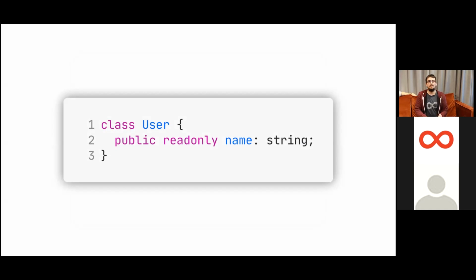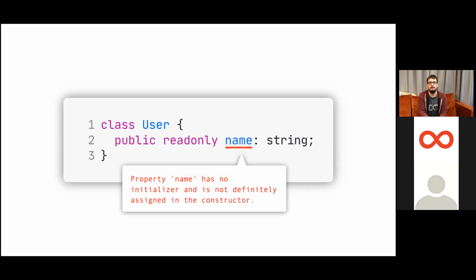And here, depending on how strict you have set up TypeScript to be, so I think this is one of the compiler options, I think it's strict null checks. So here, if we have public readonly name of type string on a class, this will actually give a compile error: property name has no initializer and is not definitely assigned in the constructor. So this means that if we leave things like this, we have to either assign it here inline, or we have to assign it somewhere in the constructor.